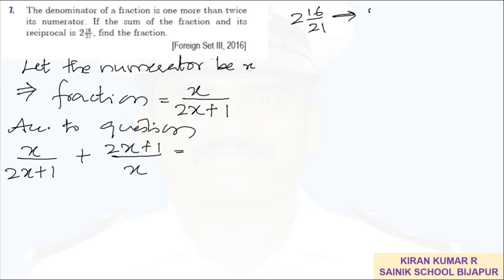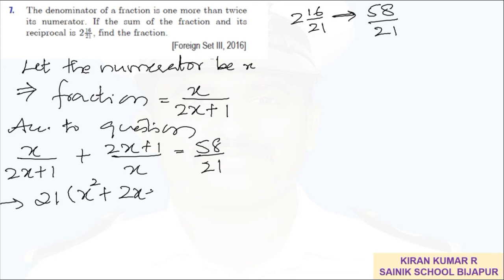Upon simplifying, we would get the improper fraction as 58 by 21. So it is 58 by 21. This equation has to be simplified. The product you have to consider as the LCM. So x into x should be multiplied, it becomes x square. 2x plus 1 should be multiplied to 2x plus 1. So it is (2x plus 1) whole square. Upon cross multiplication, I'll get 21 times of (x square added to (2x plus 1) whole square) equal to 58 times of the product, which is 2x square plus x.